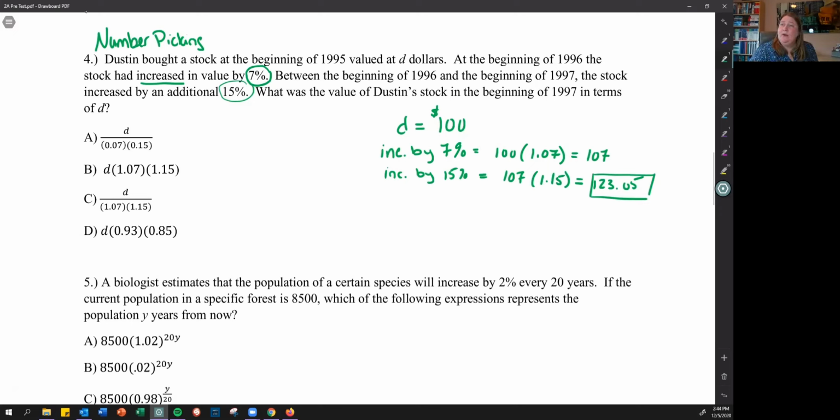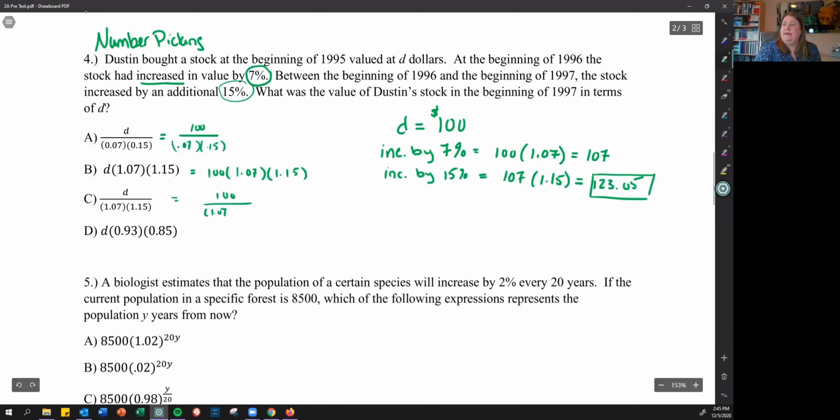What we're going to do is take that 100 that we picked, plug it in for D, and find out which one matches. Which of these answers also gives us 123.05? So 100 divided by 0.07 and 0.15. 100 times 1.07 times 1.15. 100 divided by 1.07 and 1.15. And 100 times 0.93 and 0.85.